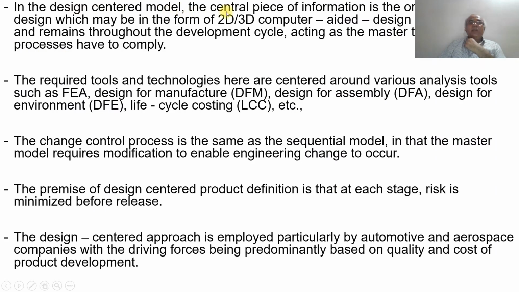In the design-centered model, the central piece of information is the original detailed design, which may be in the form of 2D or 3D CAD models and remains throughout the development cycle, acting as the master to which all the processes have to comply. So that means the 2D or 3D CAD models play a major role, and each department takes the same model and tries to analyze it, and each department takes the same model for manufacturing.